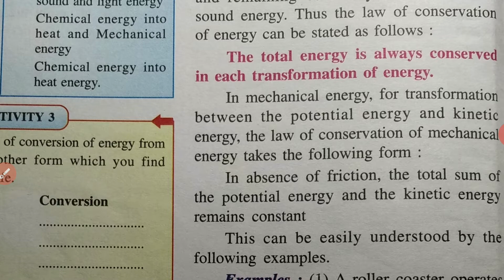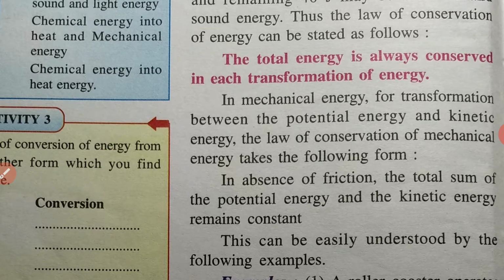Energy is conserved. In mechanical energy, for transformation between the potential energy and kinetic energy, the law of conservation of mechanical energy takes the following form. In the absence of friction, the total sum of potential energy and kinetic energy is always constant, right? When you add at any instant of time, it should give us a constant value in the absence of friction. Okay, the next line, this can be easily understood by the following example.